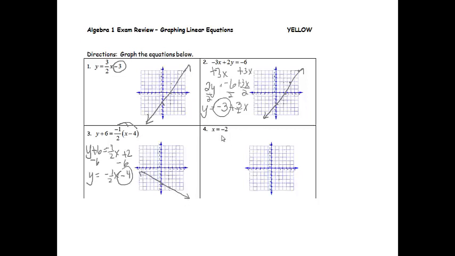Right? And then x equals negative 2. Again, if the x-axis is horizontal, then an x equals is going to be vertical at negative 2. And that's all we need to do for that one.